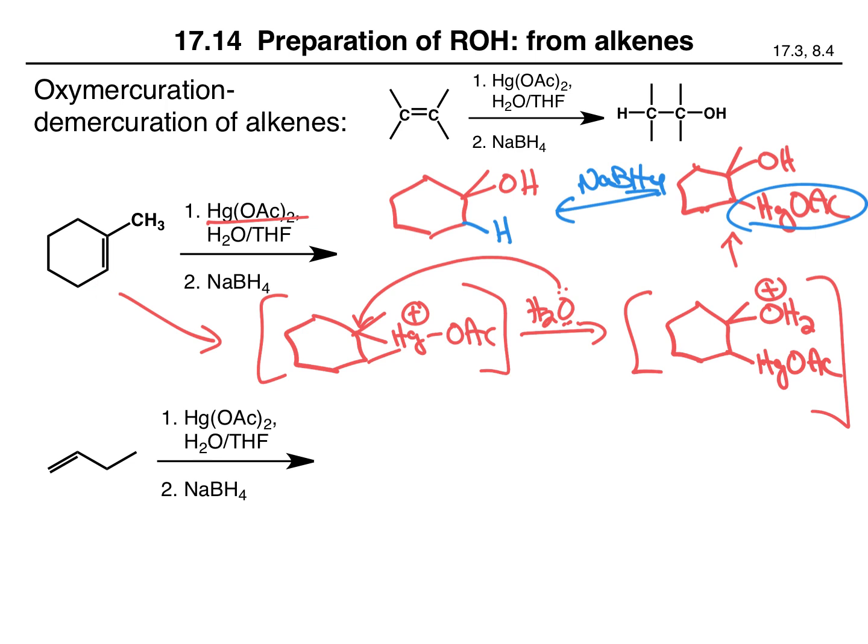So the net result is that H and OH have added across the double bond, and it proceeded by Markovnikov addition because the alkene carbon that started out with more hydrogens, 1, got the hydrogen, and the alkene carbon that started out with fewer hydrogens, 0, got the other one. So oxymercuration, demercuration provides an alternative to the acid-catalyzed hydration. It gives Markovnikov addition, but because there's no carbocation intermediate, there's not the risk of a carbocation rearrangement.